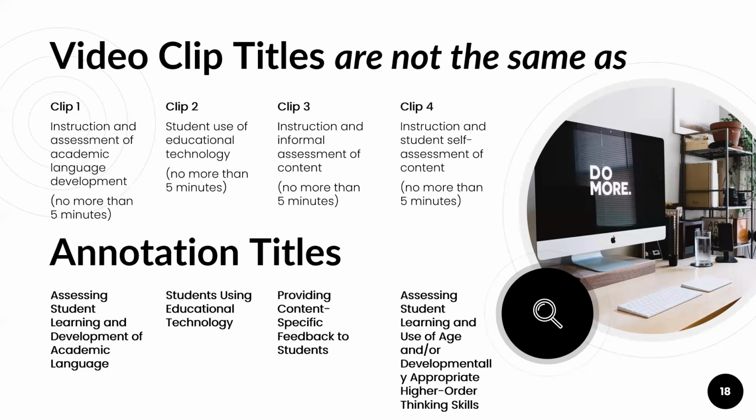So I just had a question on video clip 3, which is the instruction and informal assessment of content. What I did is I recorded a part of my lesson where I was explaining to students the higher order thinking skills verbs. I had a verb chart and definitions of those verbs. And I asked them to give me some examples of questions that you could use with those verbs as we were about to read our story and talking about film.